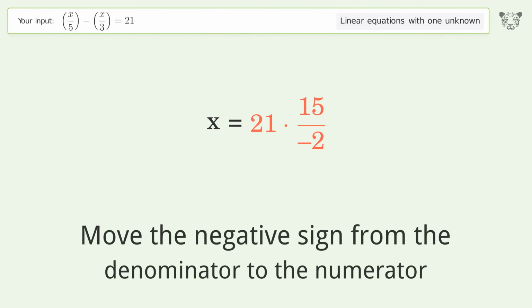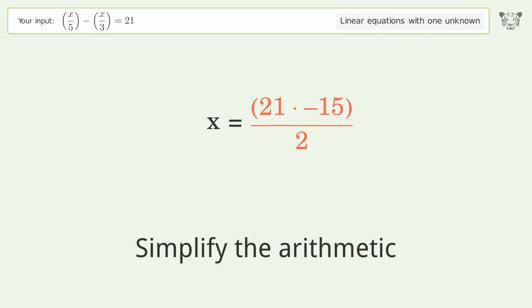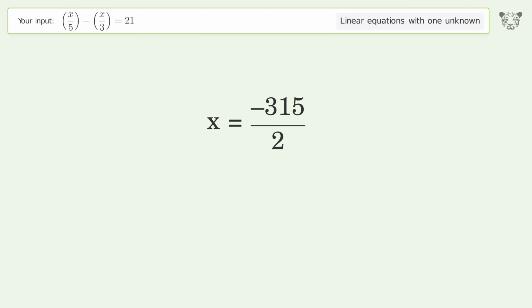Move the negative sign from the denominator to the numerator. Multiply the fractions. Simplify the arithmetic. And so the final result is x equals negative 315 over 2.